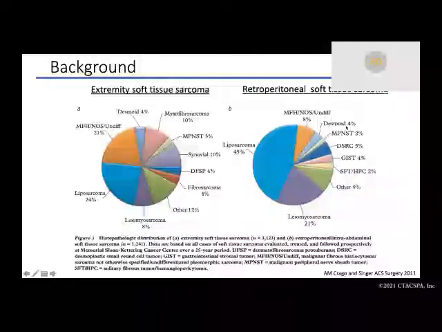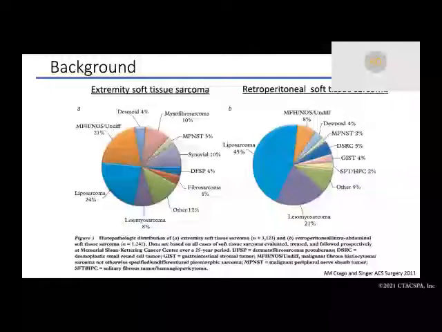Desmoids in the abdomen are usually associated with FAP. And now that people are doing so much better with colectomies and surveillance, desmoid tumors become a really unique problem in the abdomen because they have a propensity to grow in the mesentery and become unresectable.